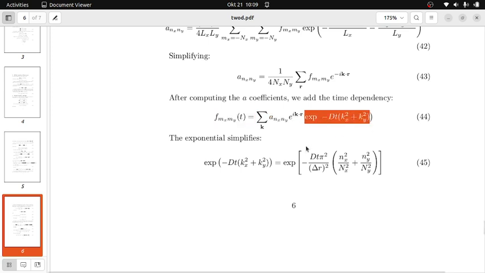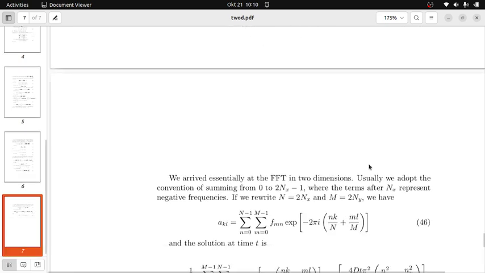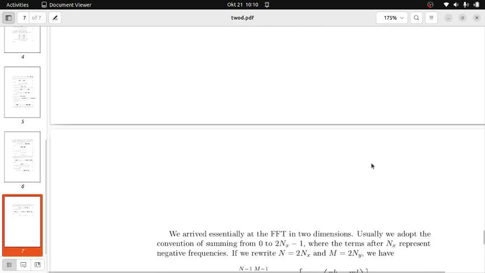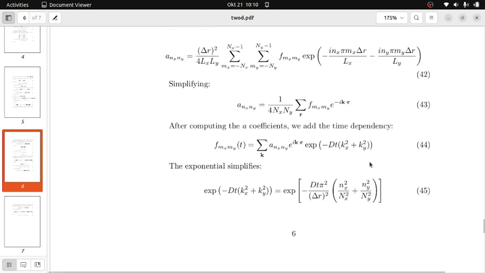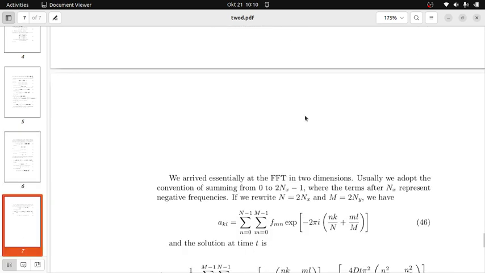And we can, of course, simplify this exponential, because we can substitute the value for kx squared, and then it will be the exponential of minus dt pi squared divided by delta r squared, times nx squared divided by large nx squared plus ny squared divided by large ny squared, right? And this is essentially the FFT in 2 dimensions. We have this summation over k and this summation over r here, the FFT in 2 dimensions.